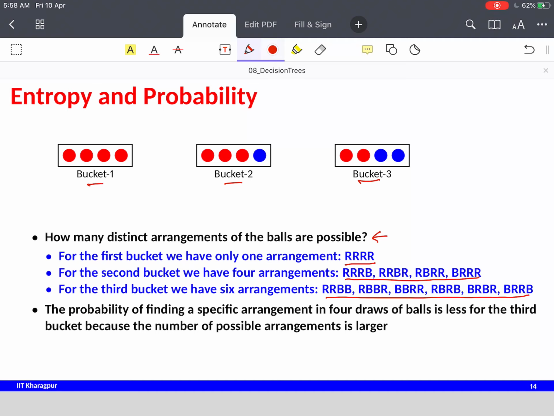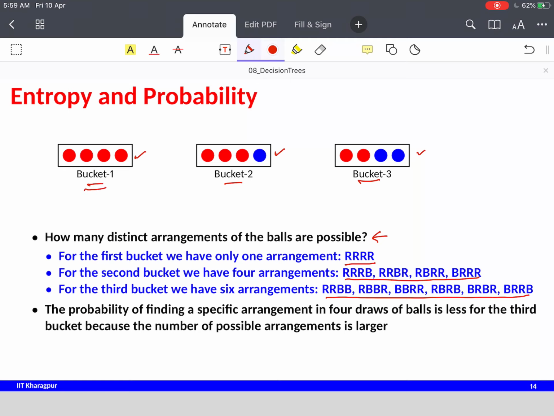So the situation is something like this. Let's say I have these 3 buckets and I have these sequences of balls: all red, 3 red followed by 1 blue, or 2 red followed by 2 blue balls. Now if I draw one ball from a bucket and I replace that ball, so I keep on drawing one ball with replacement, my target is to find out the specific sequence in which the balls are arranged in the different buckets.